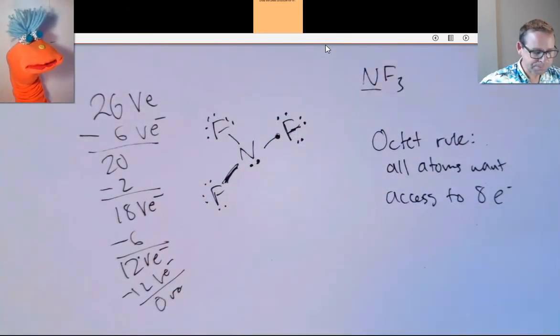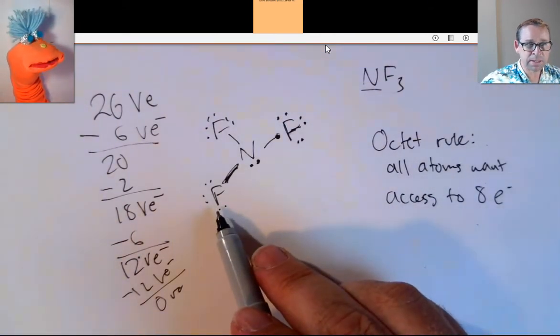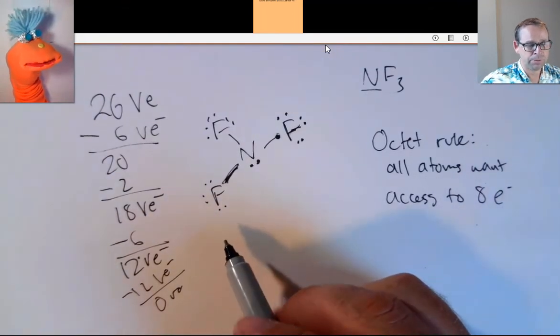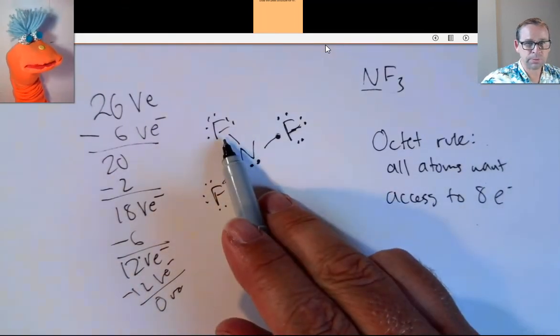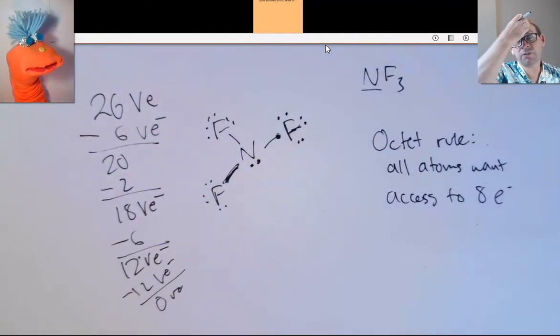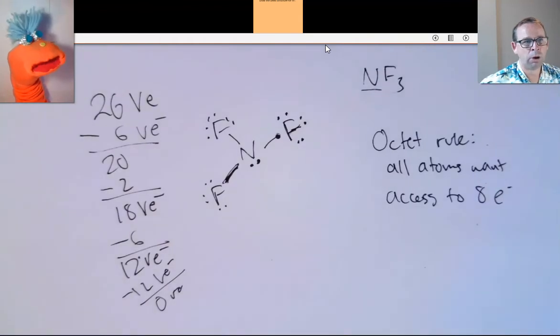Okay? So, this fluorine, how many does it have access to? 8. How many right around it? 7. Very good. This fluorine? Same. Very good. How about nitrogen? How many does it have available to it first? 5.